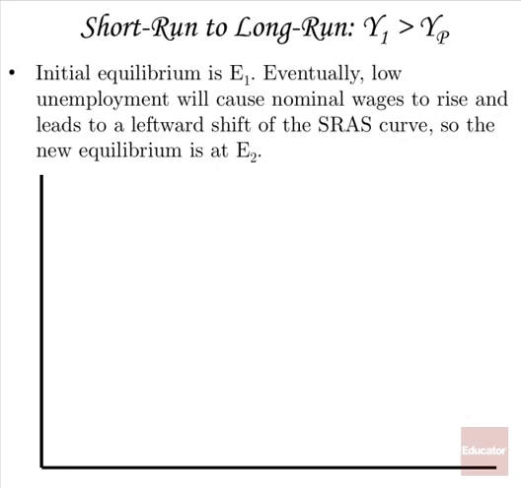So we're going to combine this together and see how it looks on an aggregate demand, aggregate supply graph. Let's say the initial equilibrium is E1. Again, in the short run to the long run, Y1 is going to be greater than potential output. So eventually, low unemployment will cause nominal wages to rise, and that leads to a leftward shift of the SRAS curve. So the new equilibrium is at E2 here. Let's get the labeling squared away. This is going to be the aggregate price level.